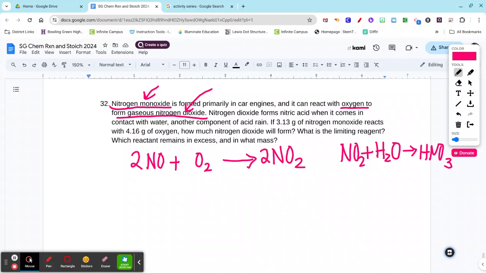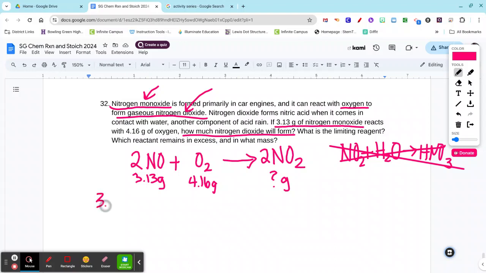And cool. Then it keeps going and it says if I have 3.13 grams of nitrogen monoxide, so that's over here, 3.13 grams, reacts with 4.16 grams of oxygen. And it wants to know how much nitrogen dioxide will form. So grams of this. Cool. And then it says what is limiting and what is in excess. So literally, I don't even need this. Just extra information. Cool. You never know. So you just got to keep reading the problem. Okay, so once again, it's giving me 2 starting amounts. So I'm going to start with each and go to NO2.